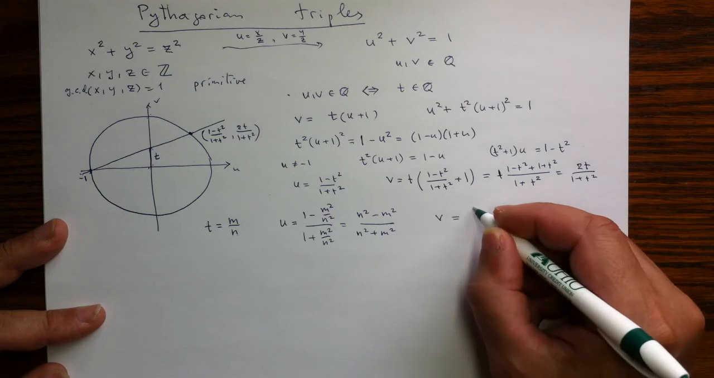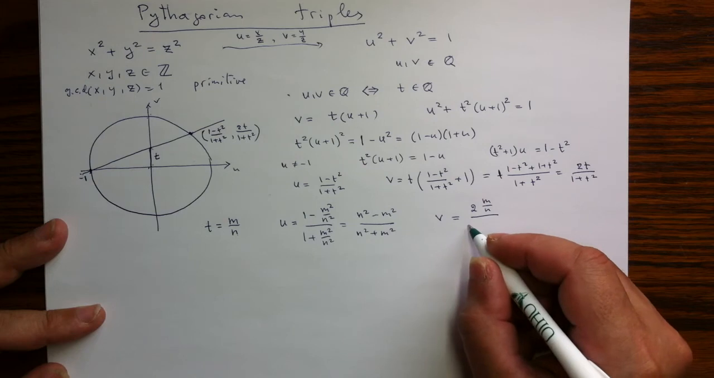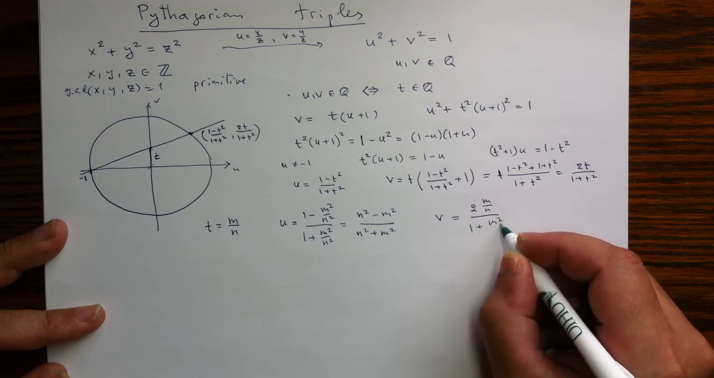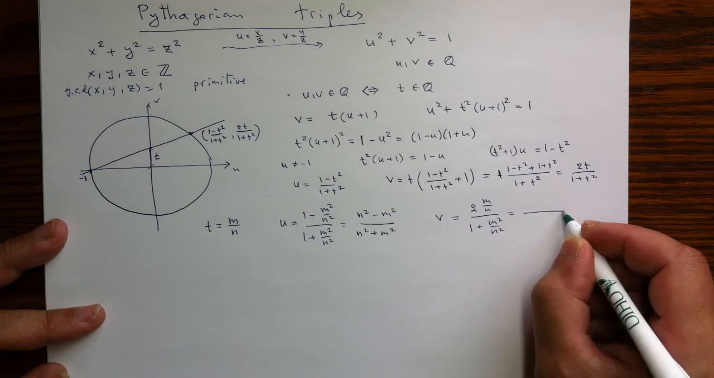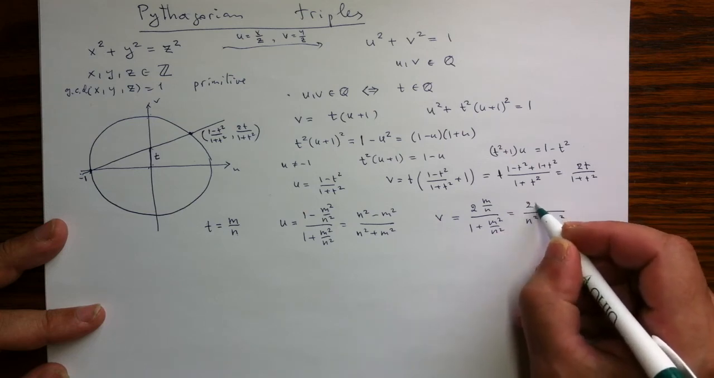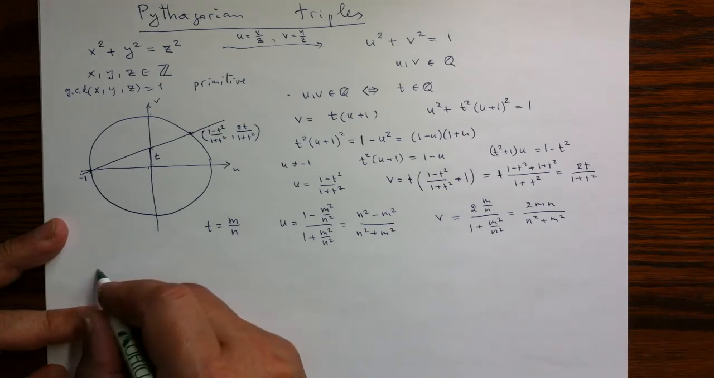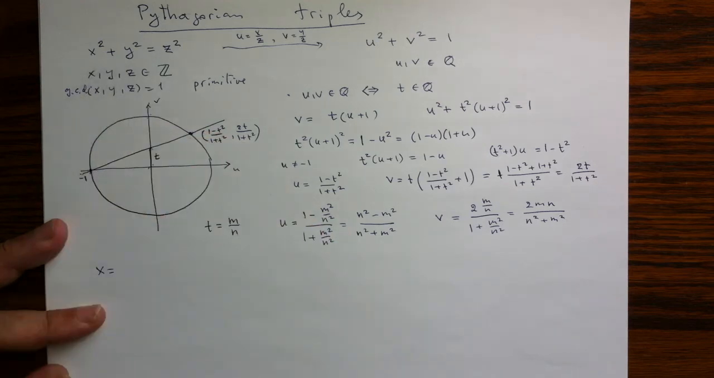So v is 2m over n over all over 1 plus m squared over n squared. And again, doing the necessary algebra, we will have this answer. And now we can clear the denominator. So we have rational u, rational v. We can clear the common denominator n squared plus m squared and have a solution in the three variable case, the Pythagorean triple.